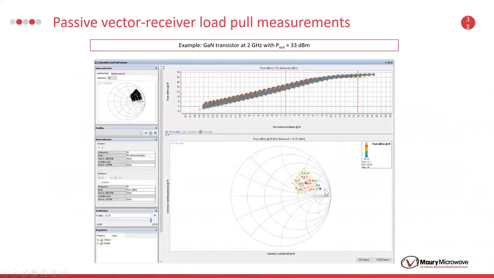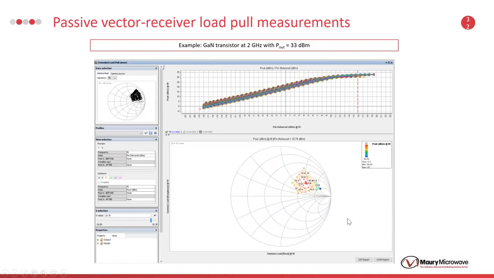And what we are looking for is to characterize, for every impedance in a certain pattern, like in here, we are choosing this pattern, and for every impedance, we do a power sweep. So we are able, for a certain output power, to see where the optimum impedance is for maximum Pout or maximum efficiency and so on.